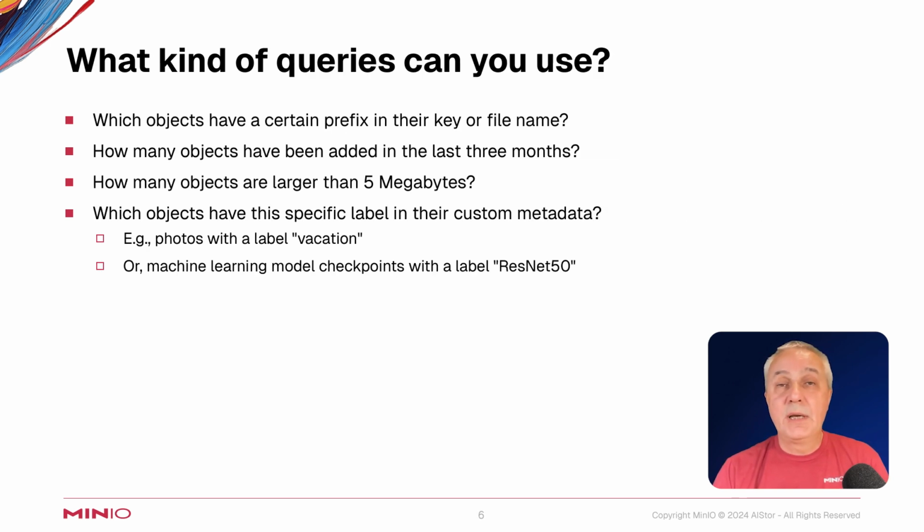What kind of queries you can use? Any kind of queries, starting with a simple filter like searching for a specific word in the title of the object, or searching for a specific size, searching for a specific creation time. You can even use your user metadata for the objects. For example, you have a bucket with your photos and you want to find all the objects with the label vacation. Or you have a bucket with your checkpoints for your machine learning model and you want to find all the checkpoints with the label ResNet50, for example.